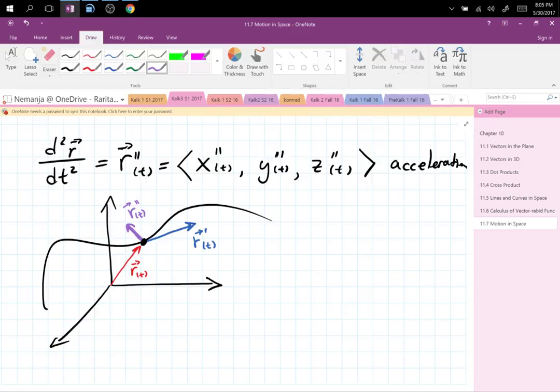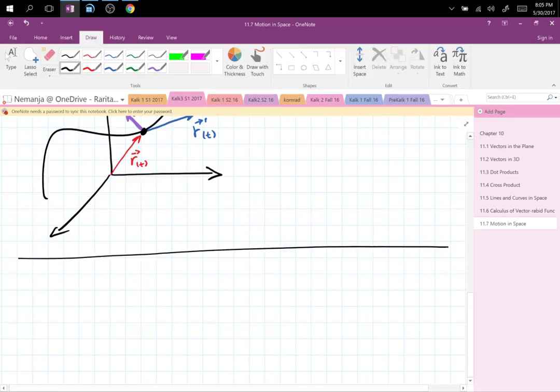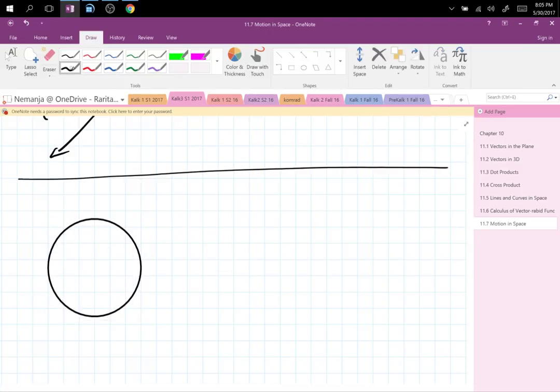So first, to see how these components work, we take a look at the two-dimensional case. You can tell that I spent the whole break practicing drawing circles. Look how perfect that is. So this is a path. It's a circular path. We are going to describe this. So let's say this is 3.